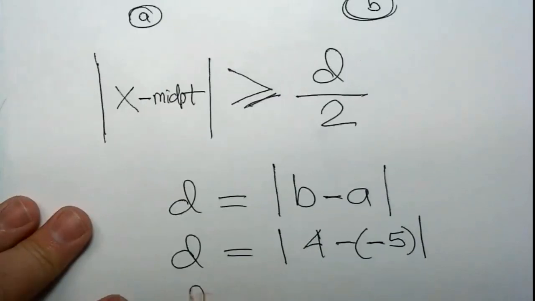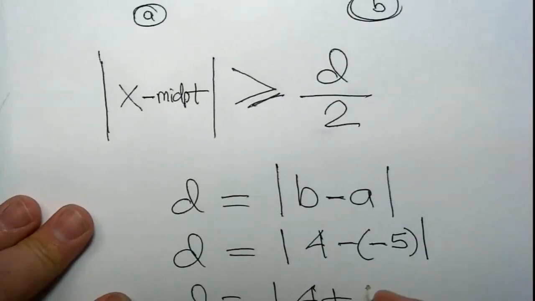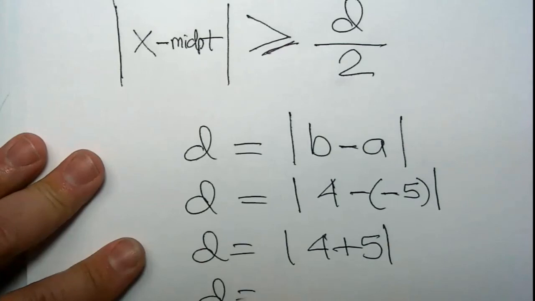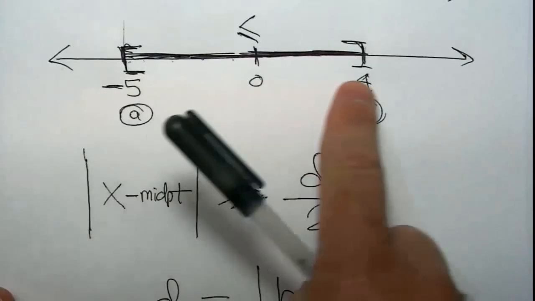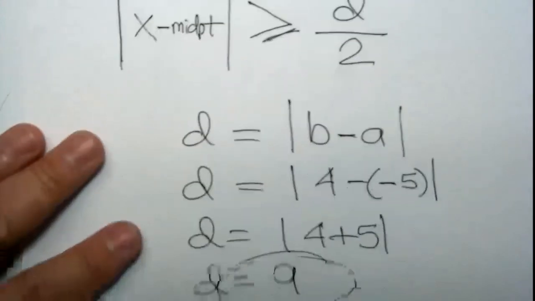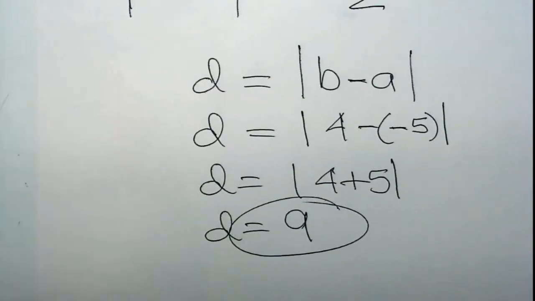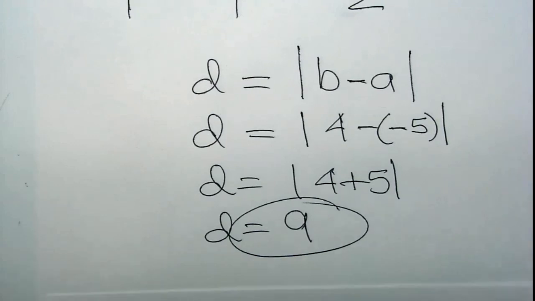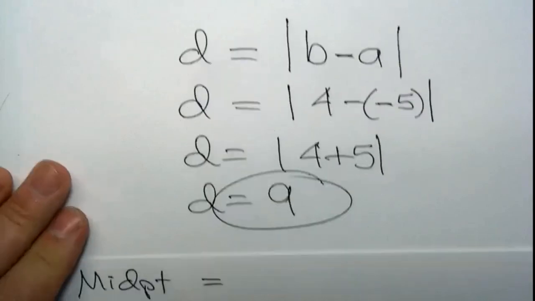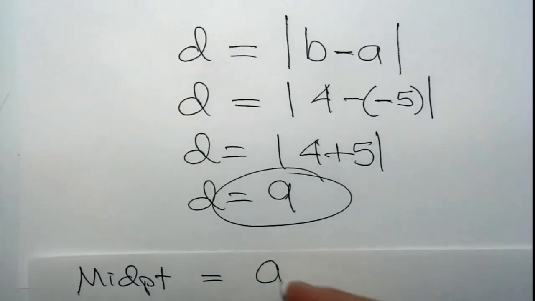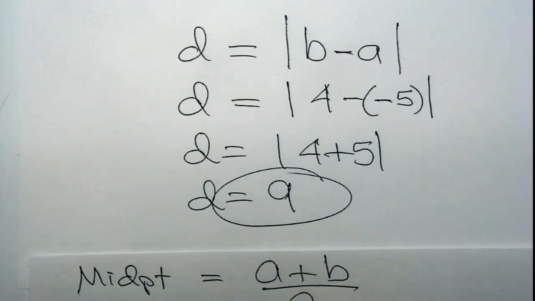So my distance will be the absolute value of 4 plus 5. My distance will be 9. And that certainly makes sense. The distance between these two points is 9. Midpoint. The midpoint is the average of those two numbers. So let's do midpoint. Midpoint is nothing more than the average. And how do you average? Just the same way you would average two test scores together. You add them together and divide by 2.